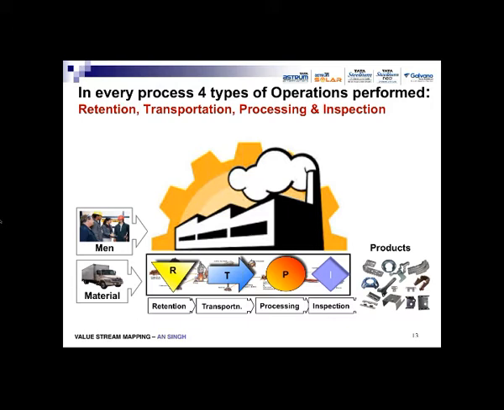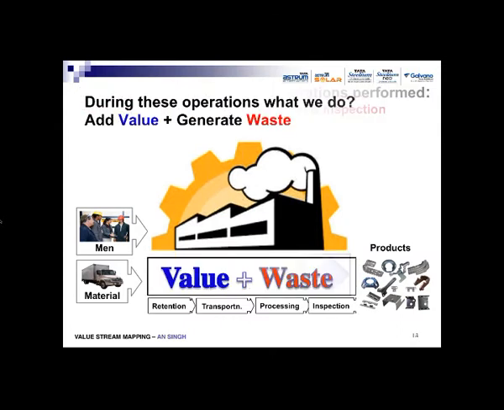These are retention: whatever material comes, we store it for some time in a company store or in between some processes. Then the material is transferred to the relevant process where the processing is done. And finally, after the processing, the outcome of the process, or the product, is inspected. And if it is okay, then it is dispatched. So these are the four basic operations performed in every process: retention, transportation, processing, and inspection.